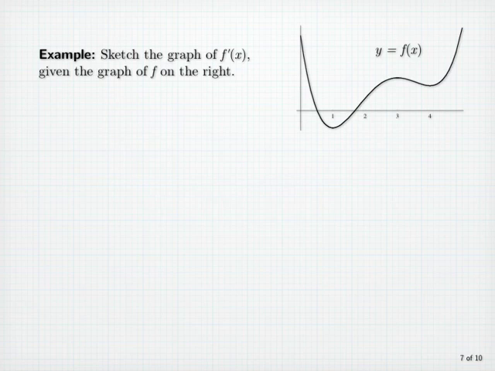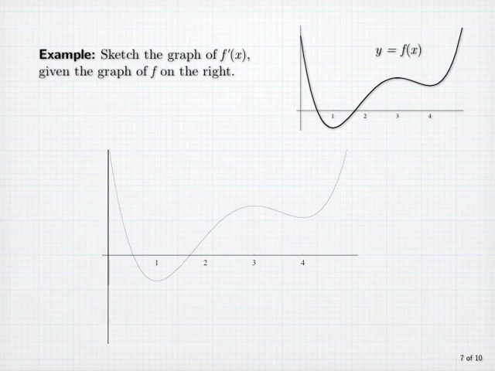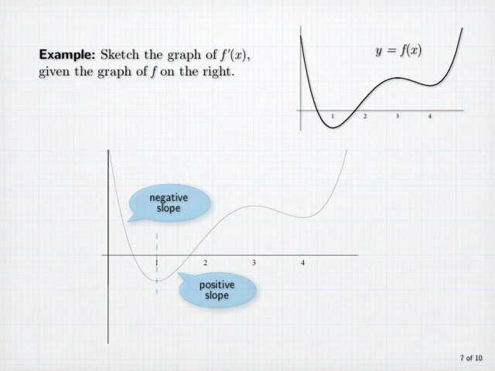Another example. Sketch the graph of f prime of x given the graph of f on the right. Let's make another copy of the graph of f, and we'll plot the graph of f prime on top. Let's first notice that the graph of f has negative slope between 0 and 1, and the slope becomes positive on the right of 1. So the graph of the derivative should look something like this. It has negative values between 0 and 1, crosses the x-axis as values become positive to the right of 1.